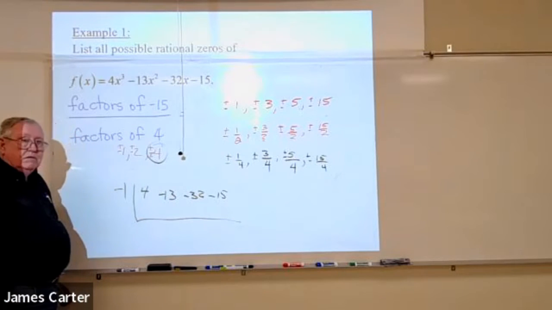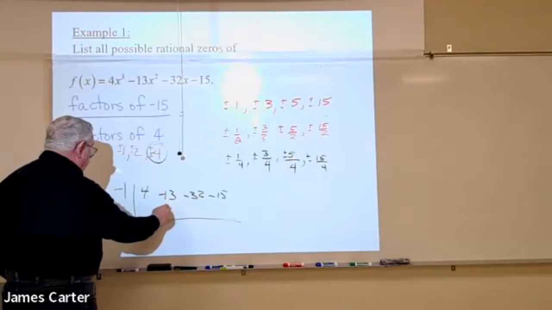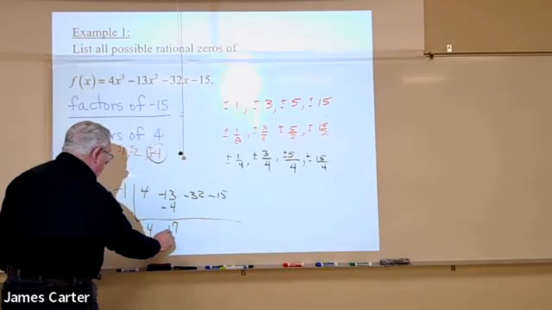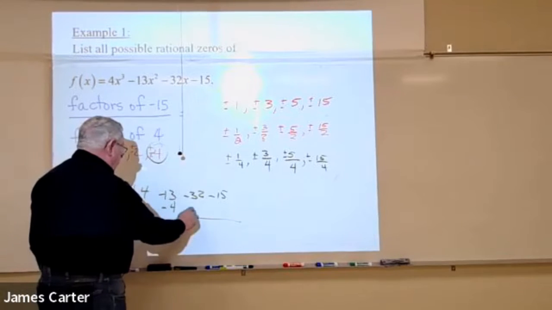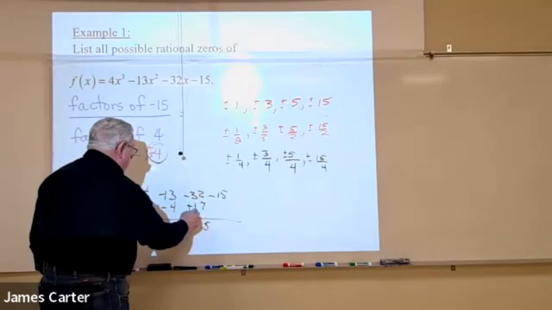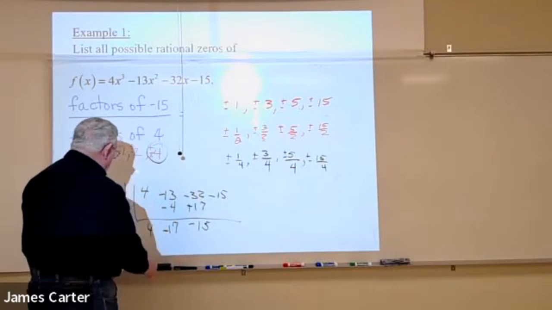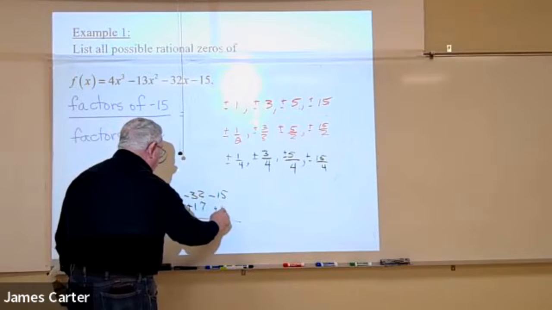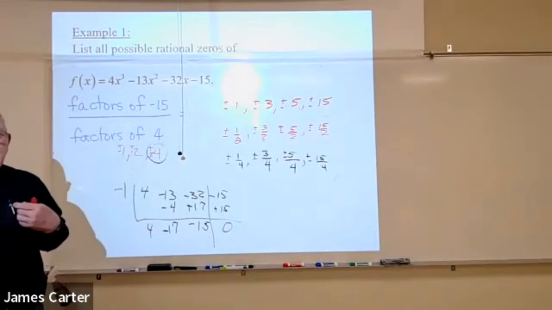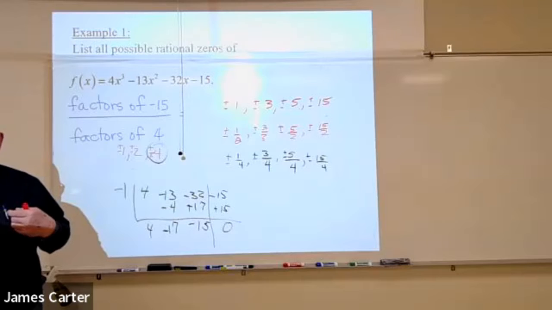Let's go -1 as our first guess. 4. Okay. Multiply -4. -17. Multiply +17. 12 minus 7 is 5. 2 minus 1 is 1. So -15, positive 15, remainder of 0. Good guess, because you want to get a remainder of 0.